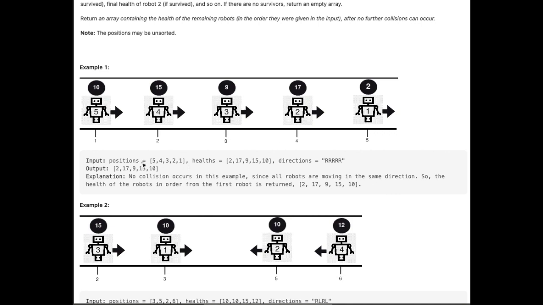Let's take a look at the first example. We have the positions 5, 4, 3, 2, 1. All of the directions are going right. So there's no collision if all are going right, because there is no robot on the left-hand side that is going to collide with the current robot. In that case, we will just return the original health because nothing has collided.